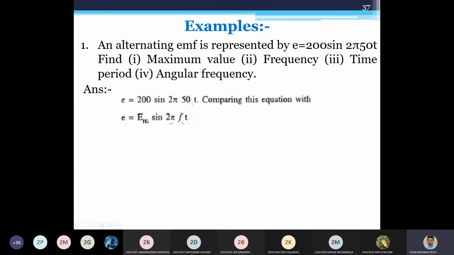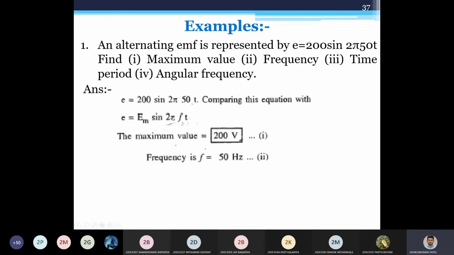So we get the maximum value, that is Em, that is 200, and we get frequency f from 2 pi 50 t, so 2 pi ft. So 2 pi is comparable, t is comparable, so 50 is my frequency. f is equal to 50. So we get the first two quantities, maximum value and frequency, by just comparing these equations.